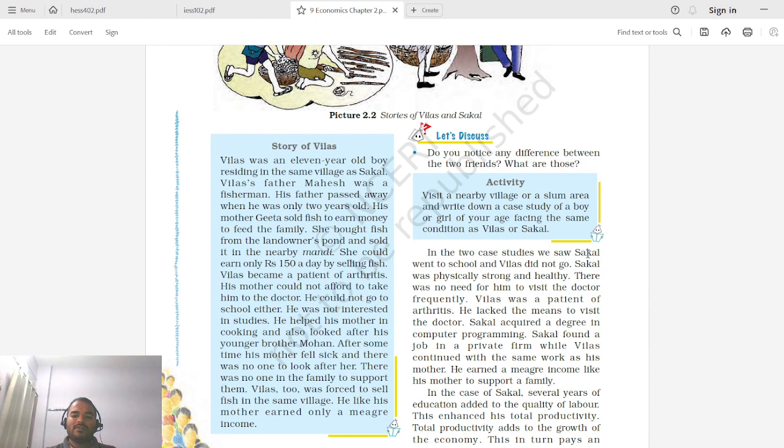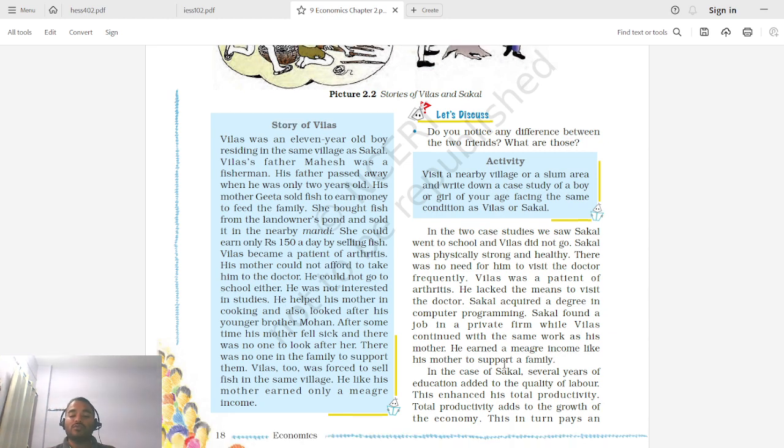So in the two case studies, we saw Sakal went to school and Vilas did not go. Sakal was physically strong and healthy. There was no need for him to visit the doctor frequently because Sakal's health was always good. Vilas was a patient of arthritis. He lacked the means to visit the doctor. Sakal acquired a degree in computer programming. Sakal found a job in a private firm while Vilas continued his work as his mother. He earned a meager income like his mother to support a family.